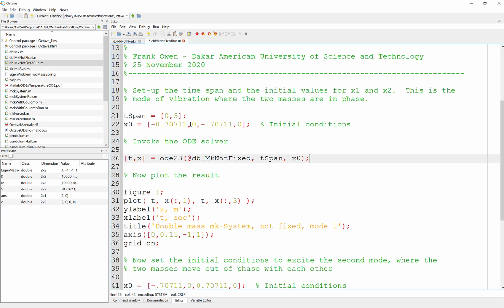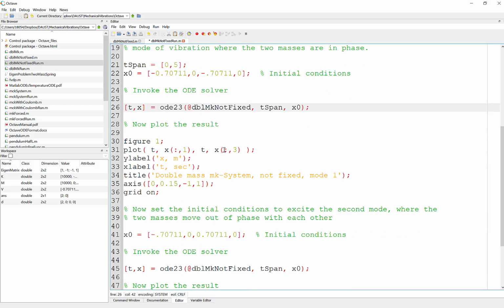So I'm starting from rest, both of the velocities are 0, and I pull both masses over to the left by 0.70711. Okay, now you can imagine what's going to happen here. I basically grabbed those two masses and moved them to the left by the same amount. So you let them go, what are they going to do? Well, you didn't stretch or compress the spring, so it's just basically going to sit there. But we want to confirm that, so that's what all this does here.